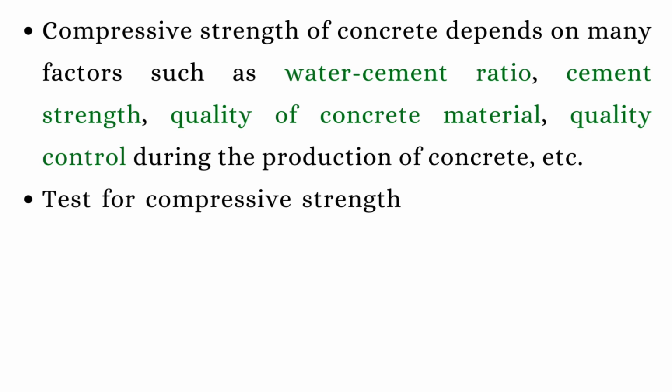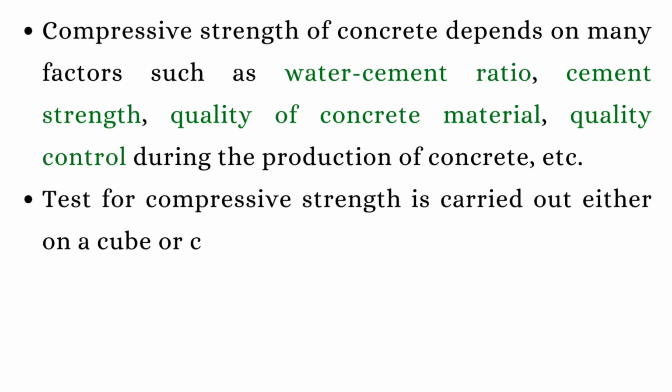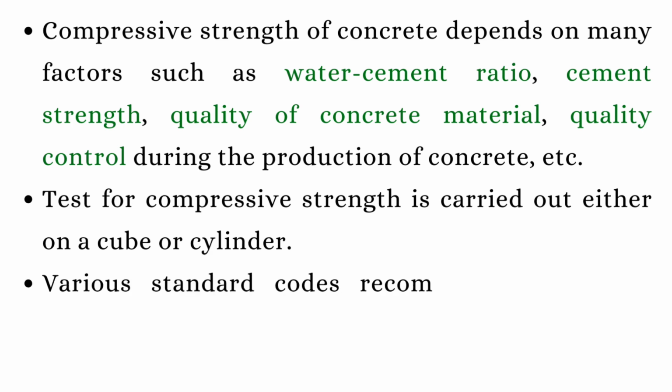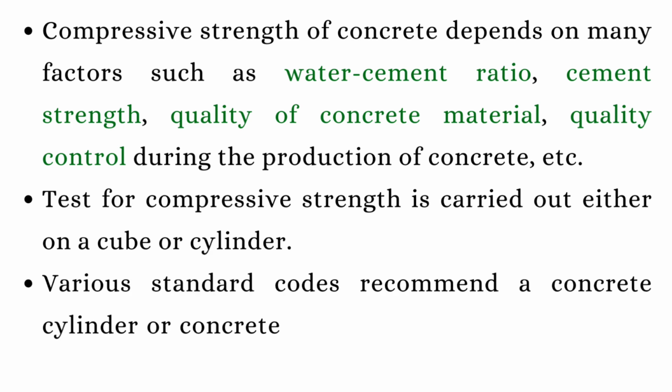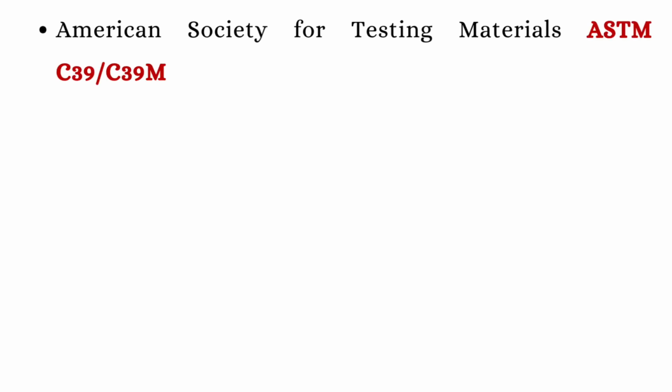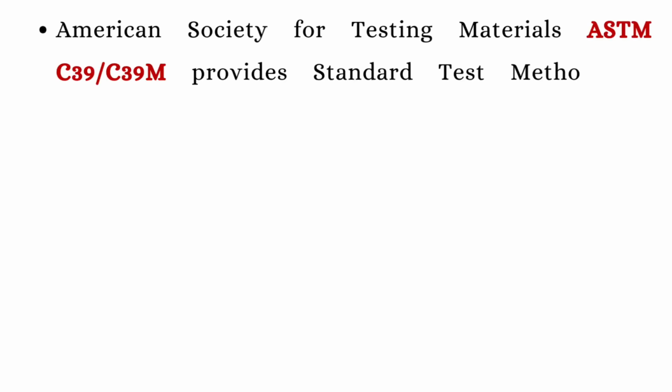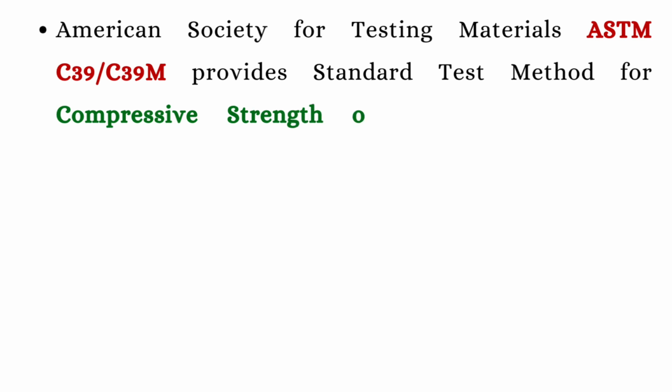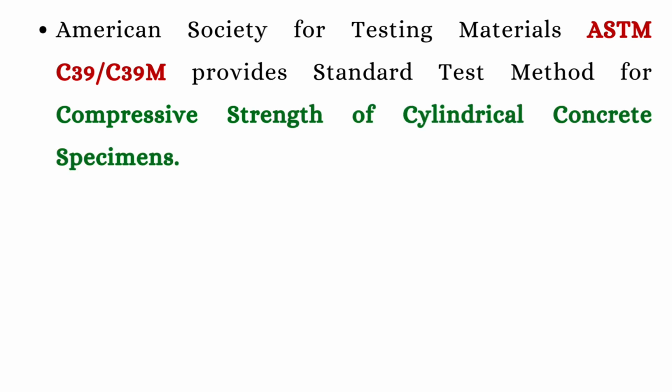The test for compressive strength is carried out either on a cube or cylinder. Various standard codes recommend a concrete cylinder or concrete cube as the standard specimen for the test. American Society for Testing Materials ASTM C39 or C39M provides the standard test method for compressive strength of cylindrical concrete specimens.